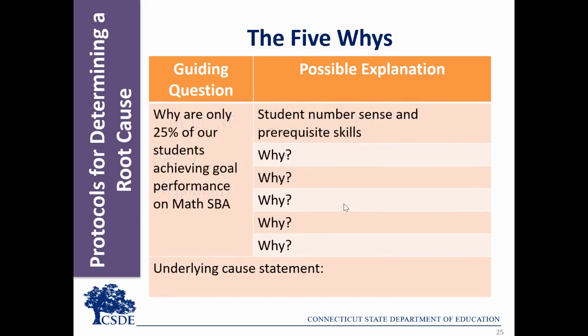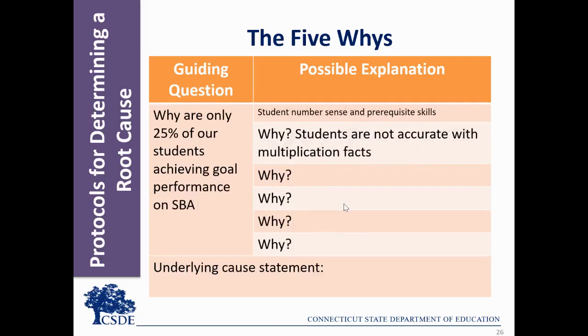Back to our previous fishbone example. One of the causes for the problem of only 25% of students meeting the goal in math on the Smarter Balanced assessment is that students' number sense and prerequisite skills are not ready for grade level instruction. We found this was a cause that was adult centered, and the team felt addressing this cause was within the power of the team. So, why is student number sense weak and prerequisite skills missing? The team determined that grade 4 students are not accurate with their multiplication facts.